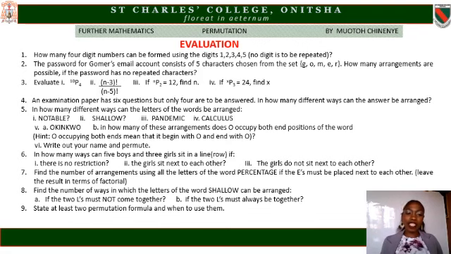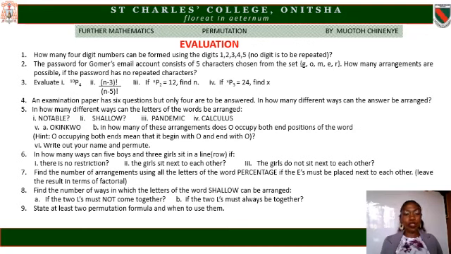Number 1 question is, how many 4-digit numbers can be formed using the digits 1, 2, 3, 4, and 5, provided the digits are not repeated? 2. The password for Goma's email account consists of 5 characters chosen from the set G, O, M, A, M, E, and R. How many arrangements are possible if the password has no repeated characters?